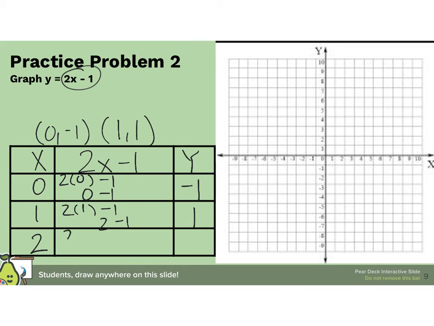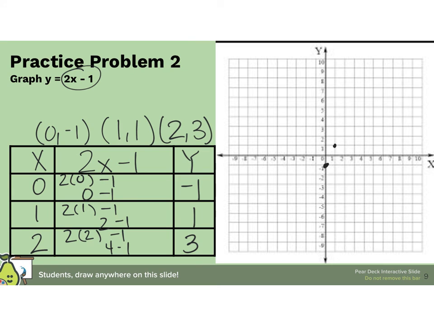Last one, 2, parentheses, minus 1. What are we filling in for X? A 2. 2 times 2 is 4. 4 minus 1 is 3. When X is 2, what is Y? It's 3. Graph it. 0, -1 down here.